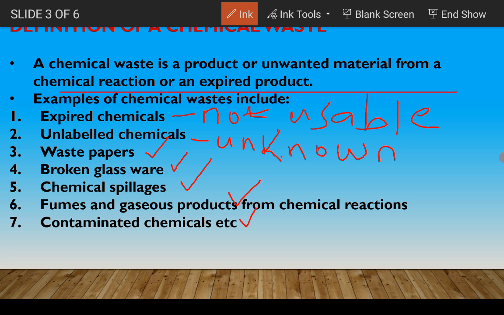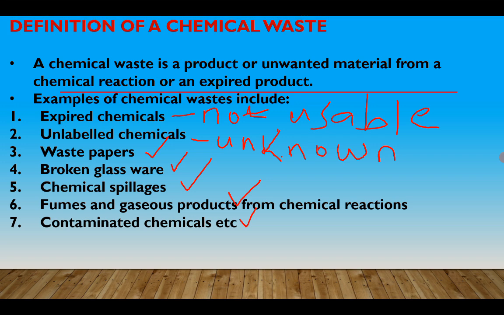All right. So in this definition, we are saying a chemical waste is a product, or an unwanted material from a chemical reaction, or an expired product. Examples include, but are not limited to, expired chemicals, unlabeled chemicals, waste papers, broken glassware, chemical spillages, fumes and gaseous products from chemical reactions, as well as contaminated chemicals. All right, so I'm sure you have captured the definition of a chemical waste and the examples of chemical waste.